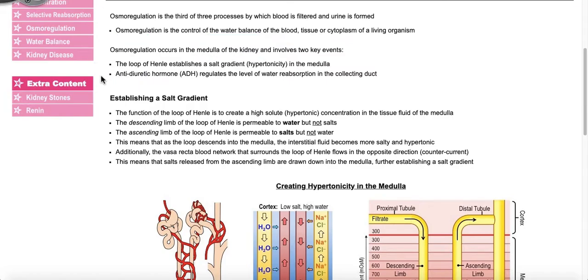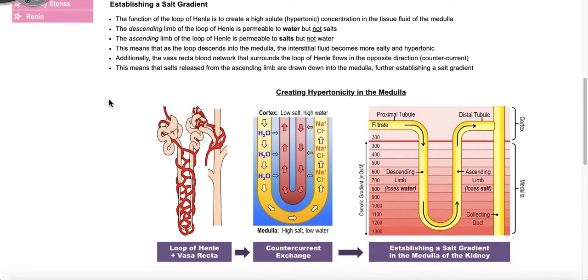So let's start with the first event, which is establishing a salt gradient. The first thing we need to understand is the structure of the loop of Henle. Remember that this right here is the whole nephron, and this portion right here is the loop of Henle. Now, remember that the loop of Henle is surrounded by the vasa recta, which is the branches that stem off the efferent arteriole. So we see all of these capillaries surrounding the loop of Henle.